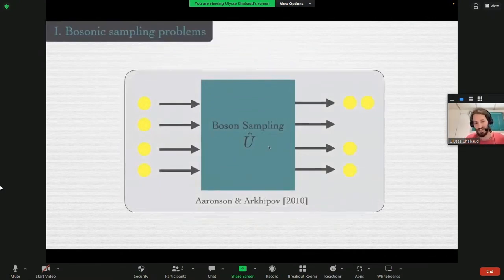It's called boson sampling. It was introduced in 2010 by Aaronson and Arkhipov. And it consists in sending a bunch of photons into a linear interferometer. They scatter through that interferometer. And in the output, you just measure on each spatial line how many photons are coming out, and you repeat the process. This gives you a sampling experiment from some output probability distribution.